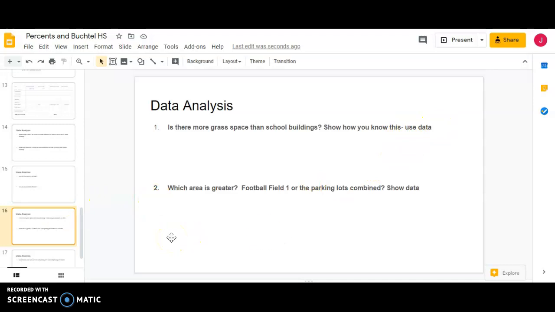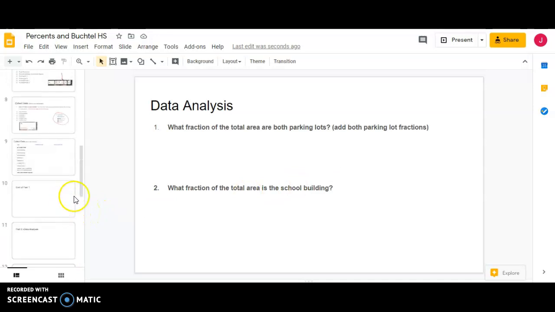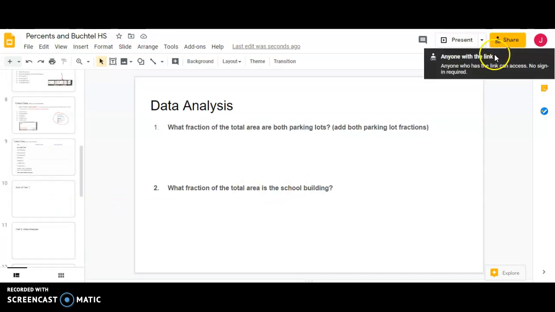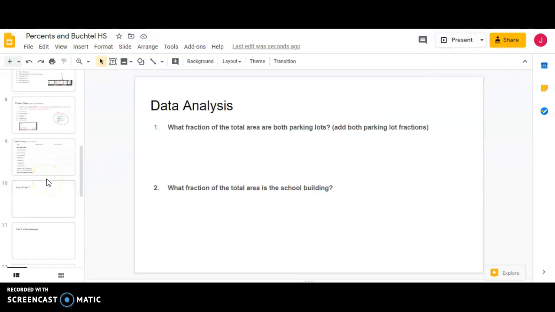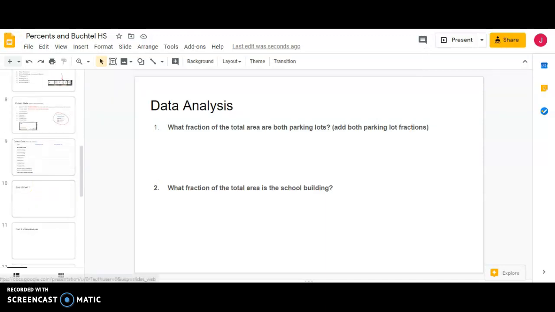Which is greater, football field 1 or the parking lots combined? Show your data. And what fraction of the total area are the parking lots? What is the fraction? What fraction of the total area is this school building? So once you're done with this, you can share it with me and you can get this submitted. If you have questions, I will be in class to answer any questions.